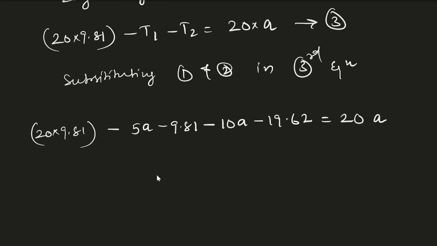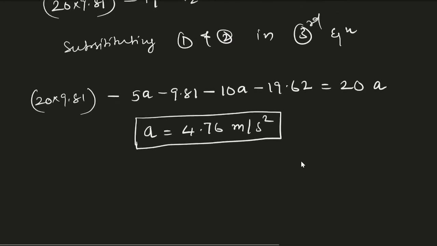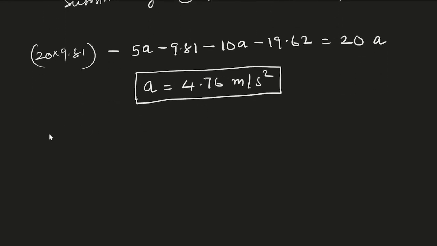we will get A equal to 4.76 meters per second squared. This will be the acceleration of all three blocks. So we found the acceleration. Now we have to find the tensions. Again, substitute A in the first equation and you will get T1.